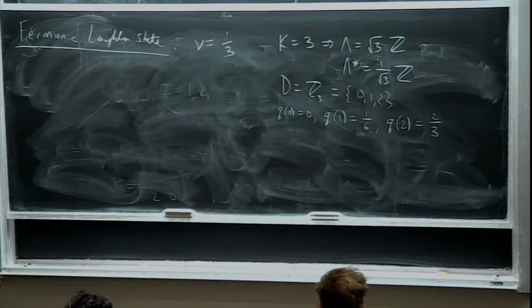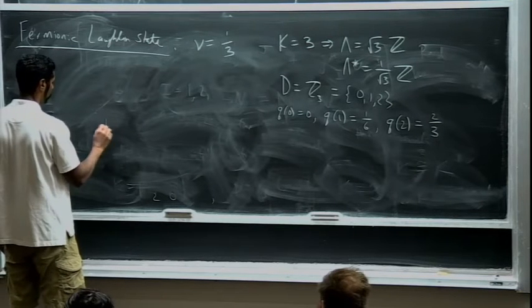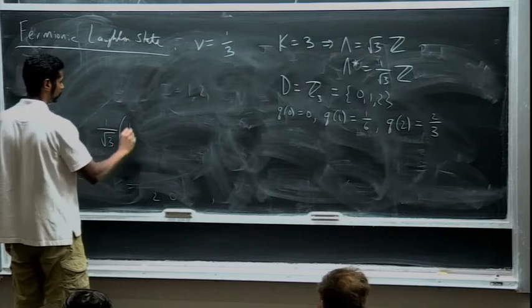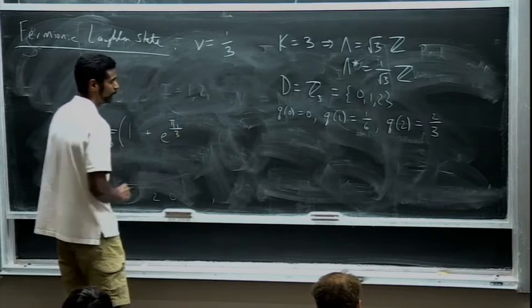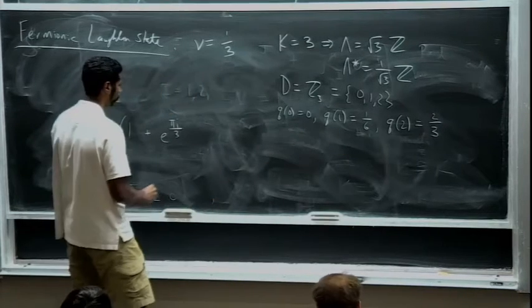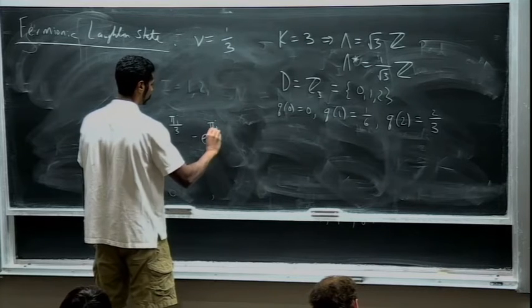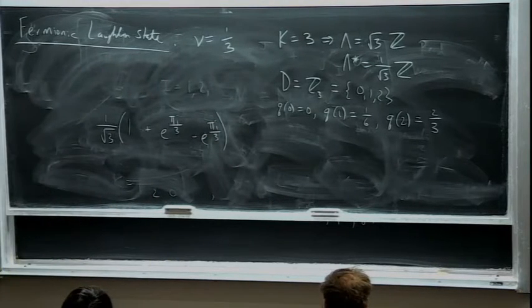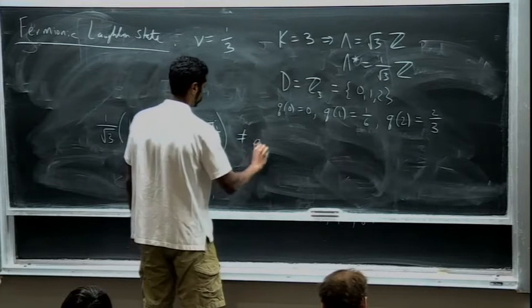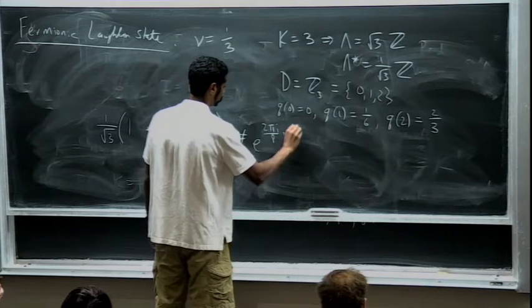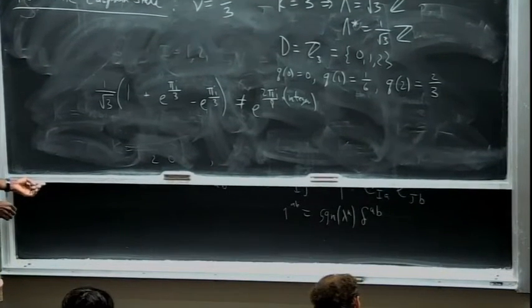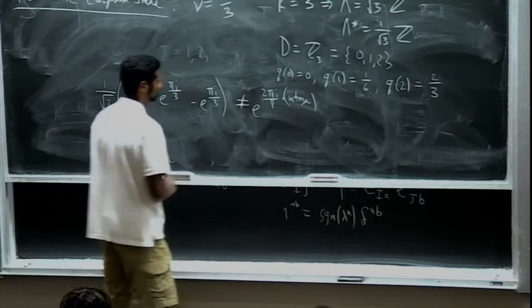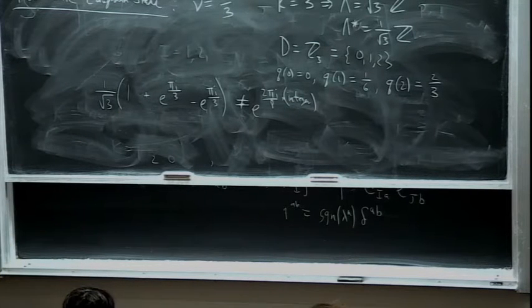Okay. Now, some of you may anticipate that something's going to go wrong now. If I now try to form this sum, this Gauss-Milgram sum, I have 1 over the square root of 3 times 1 plus e to the pi i over 3. And then Q of 2 is e to the 4 pi i over 3, which is minus e to the pi i over 3. And that's not equal to a pure phase. Okay, these two terms cancel out, and the left hand side looks like 1 over square root of 3. So something's gone wrong.